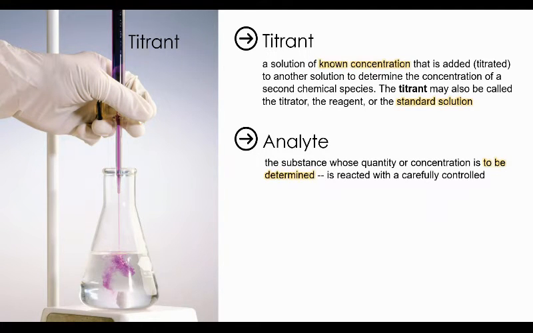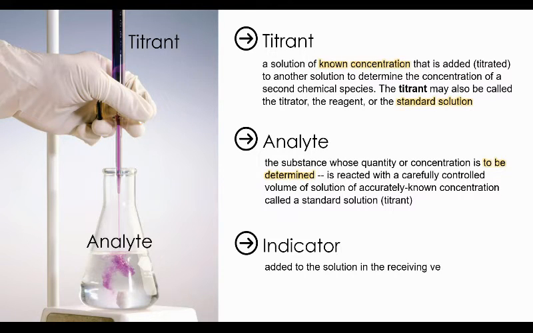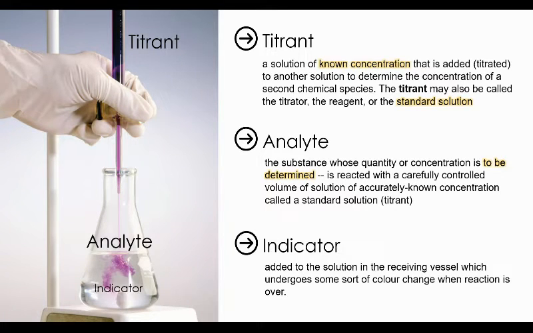It is reacted with a carefully controlled volume of solution of accurately known concentration called a standard solution or titrant. Analyte is placed in an apparatus called conical flask. Next is the indicator. It is added to the solution in the receiving vessel or conical flask, which undergoes some sort of color change when reaction is over. Only few drops of indicator are needed in a titration.